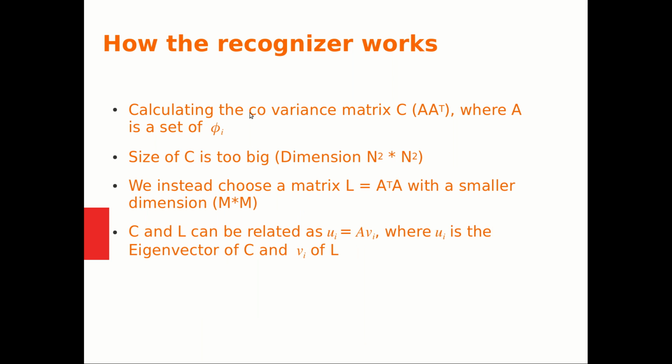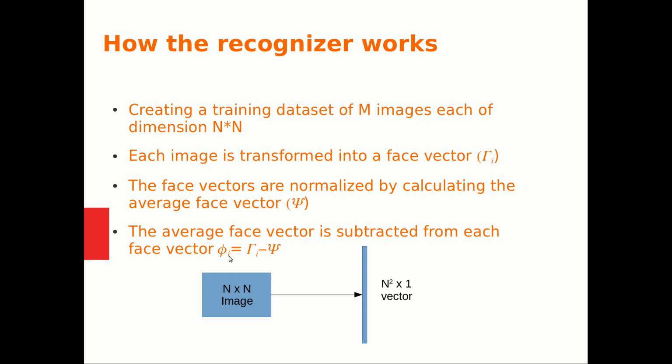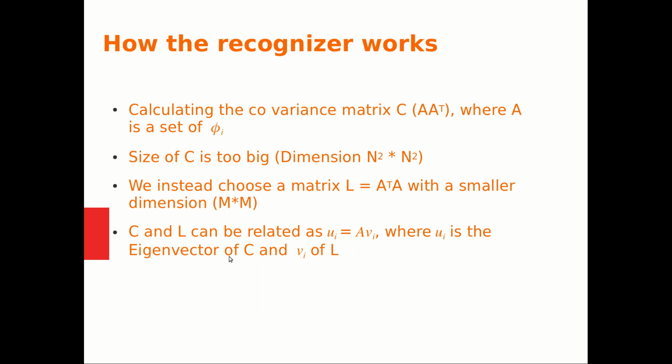We also need to form what is called a covariance matrix. A covariance matrix is basically a multiplication of two matrices. We have a set of the vectors that we defined over here, vector i, which was the result of the subtraction. We create a set of these vectors called A. From this A matrix, we create the covariance matrix, which is basically a multiplication of A and A transpose. We need to use the covariance matrix to ultimately find the weighted eigenvectors, but the C over here, the covariance matrix, turns out to be too big. It is of dimension n square into n square.